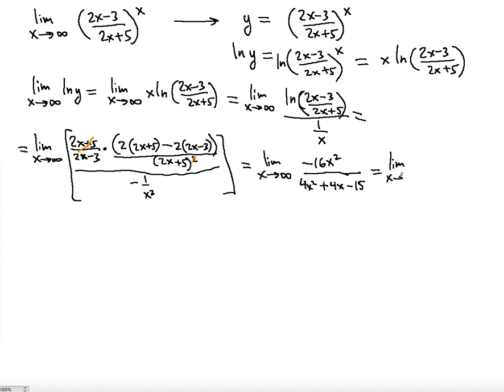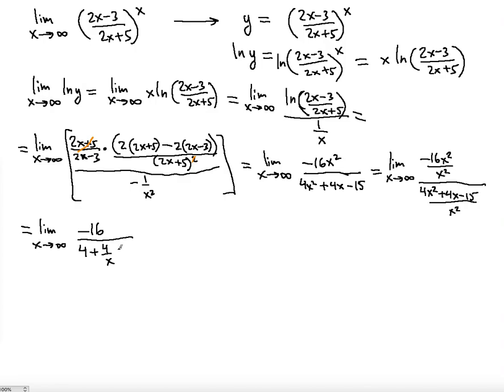So what we're going to do is take negative 16x squared over 4x squared plus 4x minus 15, and divide each numerator and denominator by the highest power of x, which is x squared. You will see how this will work. You will get negative 16 on the top, and on the bottom you will get 4 plus 4 over x minus 15 over x squared. Now guess what? You can plug in infinity and you will not get an indeterminate form.